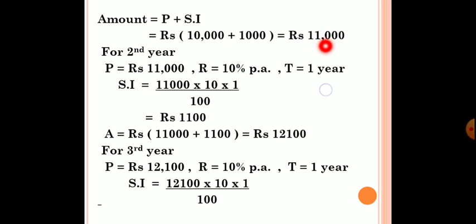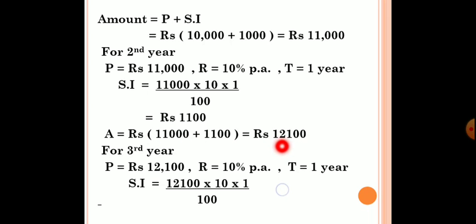So this amount at the end of the first year is going to be the principal for the second year. So for the second year, principal is equal to rupees 11,000. Rate of interest is 10% per annum and time is equal to 1 year. So simple interest is equal to again P into R into T by 100, that is 11,000 into 10 into 1 by 100. So that is equal to rupees 1,100. So the amount at the end of the second year is principal, that is 11,000 plus 1,100 simple interest, which is equal to rupees 12,100.